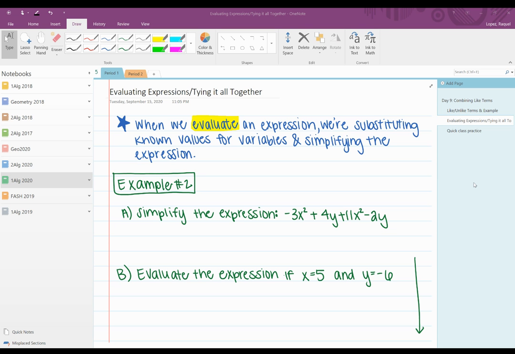So when we evaluate an expression, we're substituting known values for variables and simplifying the expression. So let's take a look at example 2.